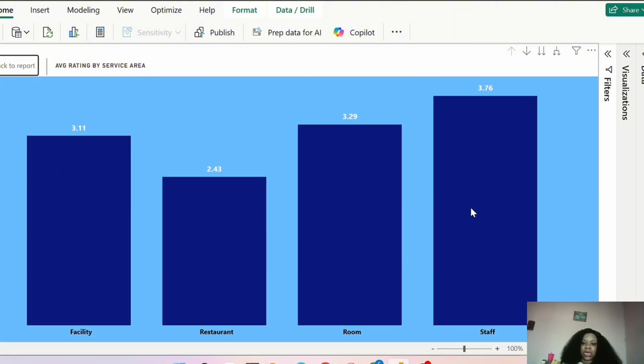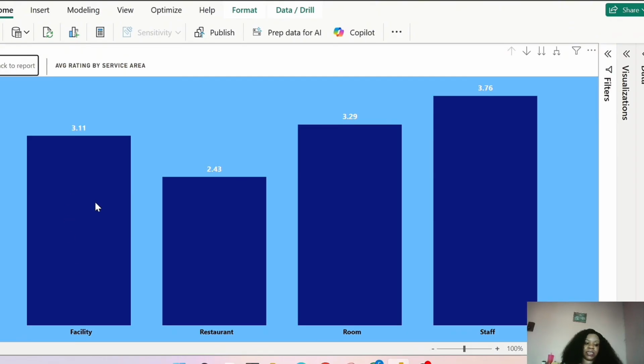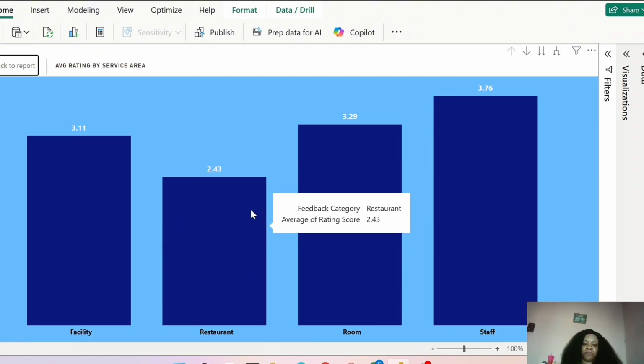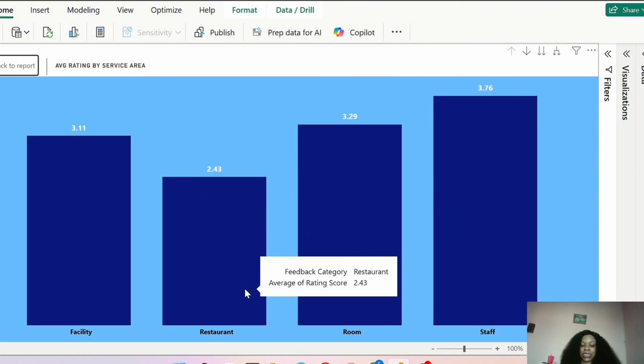Now look at this. Our staff is the highest or the strongest performing area, followed by room. Room is decent. Then the facilities, 3.11. Improvement is needed. But as you can see, the biggest problem right now is our restaurants. And this is terrible because no matter the intent of our customers, they would want to eat. And if they are rating our restaurants less than 2.5 stars, that's a big, big problem. And this tells me immediately that the restaurant is dragging down the entire customer experience.